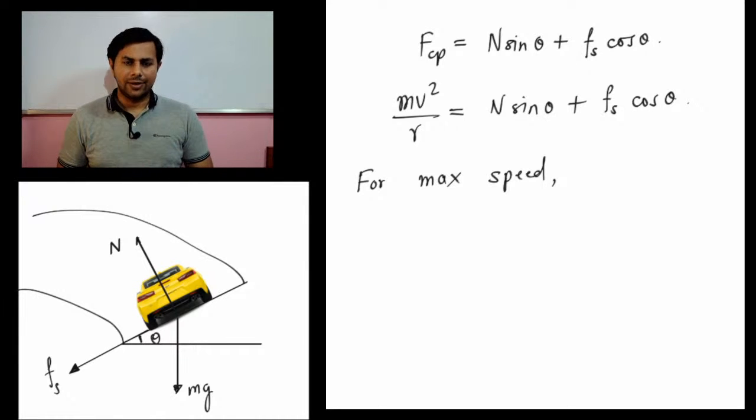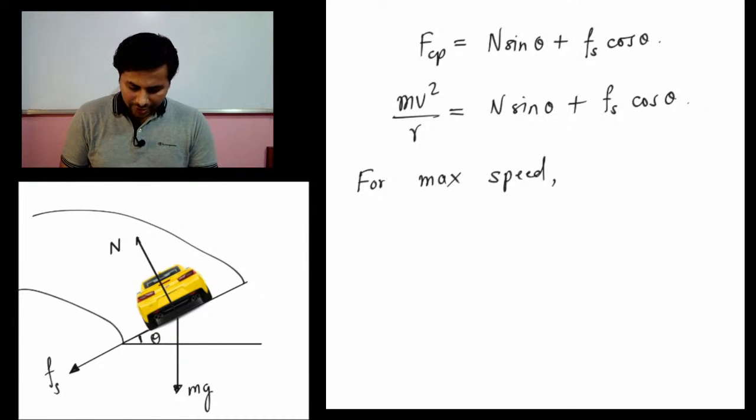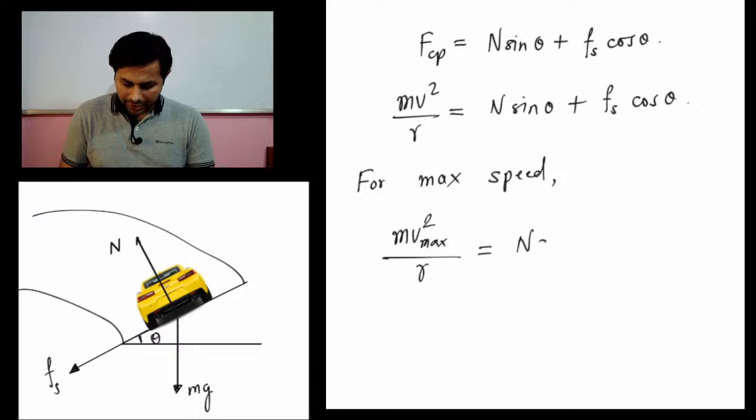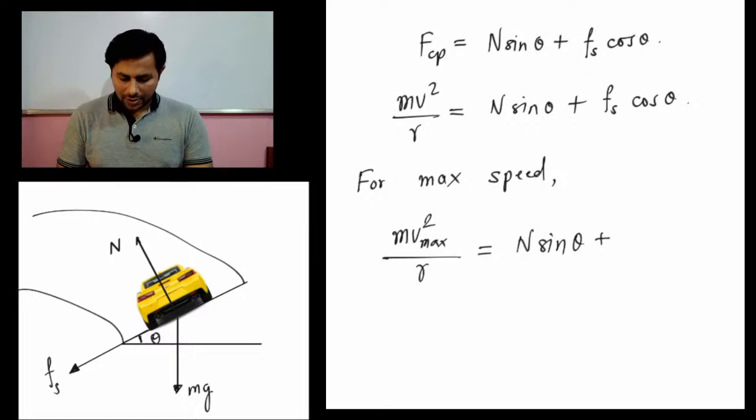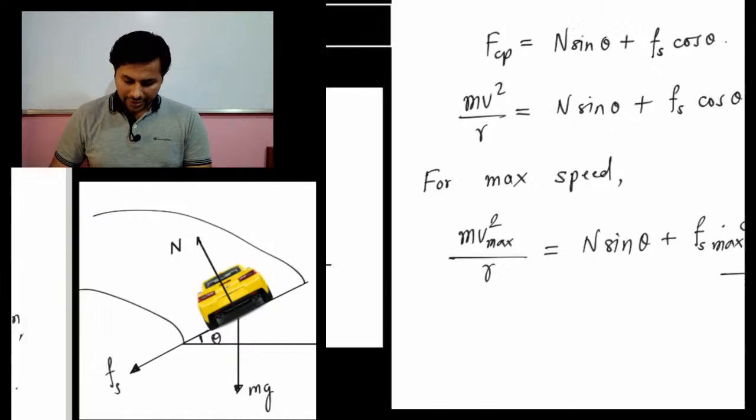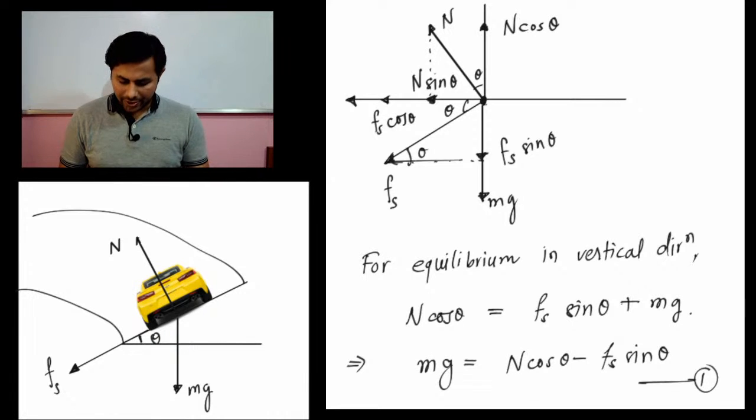Okay, so just like the case of the level road, let's make this Fs max. So let me call this m v max square over r. It will be equal to N sin theta plus Fs max multiplied by cosine theta. So let's call this equation number 2, and now equation 1 can be rewritten for the case of maximum safety speed.